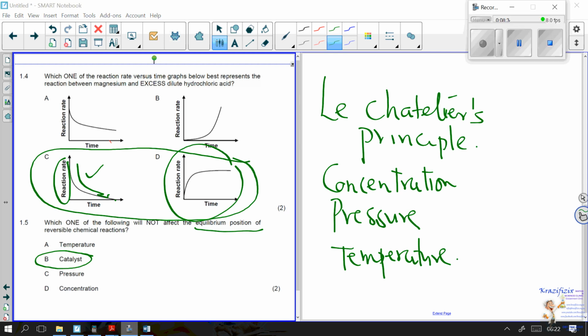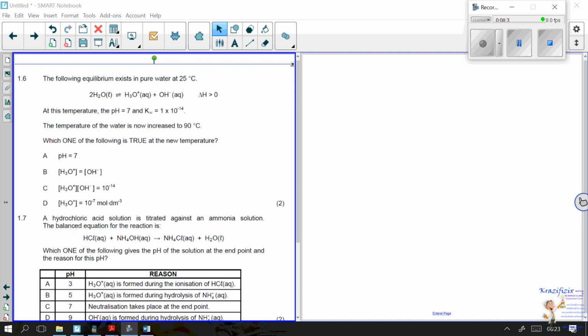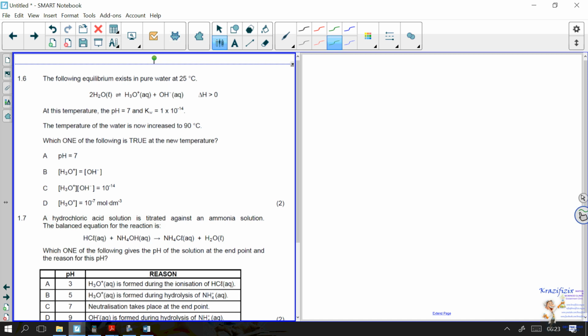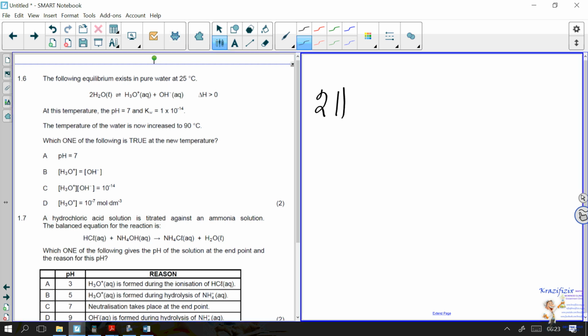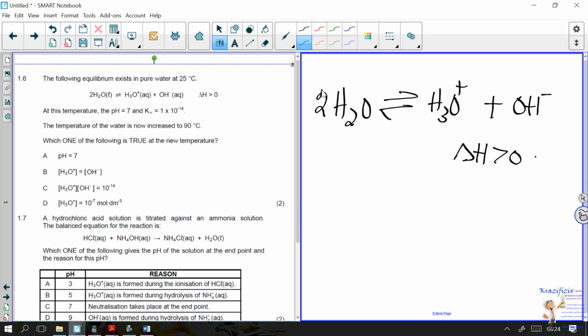1.6. The following equilibrium exists in pure water at 25 degrees Celsius: 2H2O gives H3O+ plus OH-. Now, it's more of acid and base, but linked with equilibrium, so our focus is more on equilibrium. If you look at it as acid and base, you might struggle with a few things, but if you look at it as chemical equilibrium, it becomes very easy. Look at this: delta H is greater than 0.